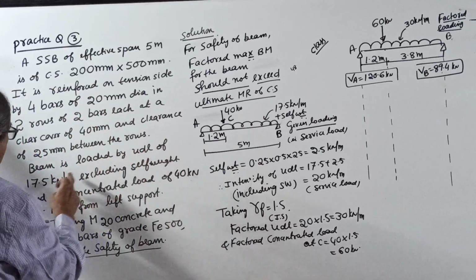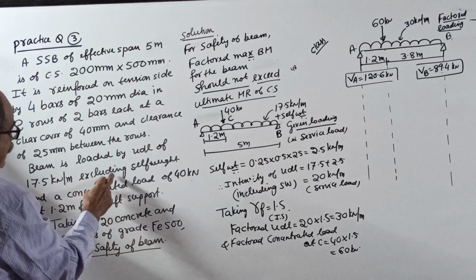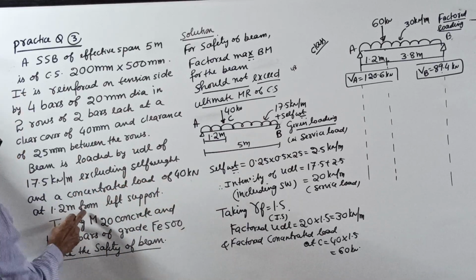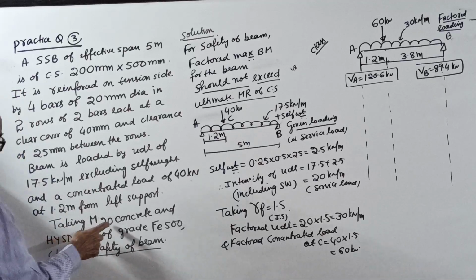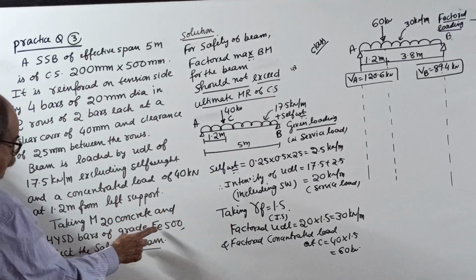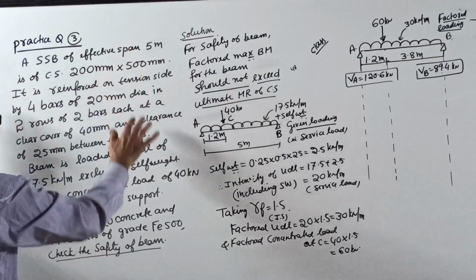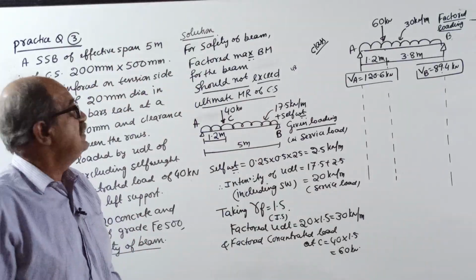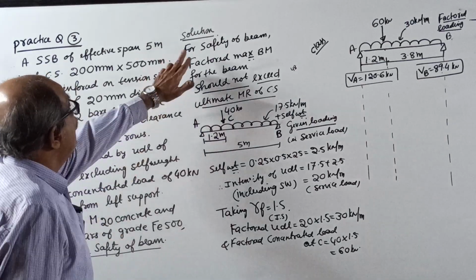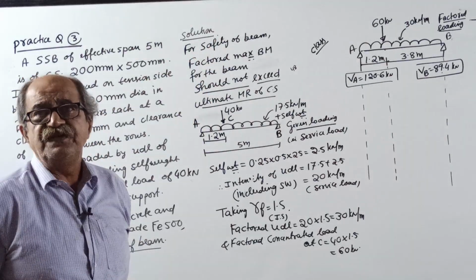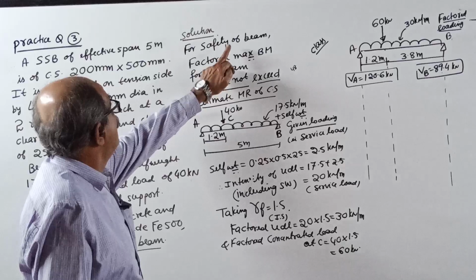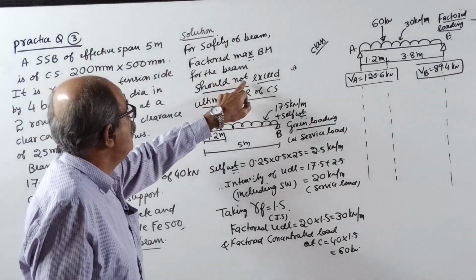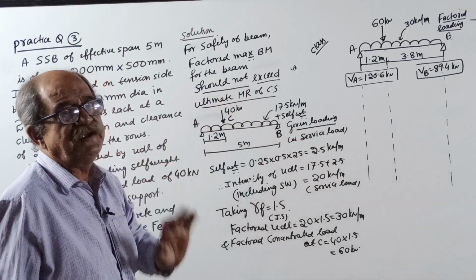The beam is loaded by a UDL of 17.5 kN per meter excluding self weight and a point load of 40 kN at 1.2 from the left support. Taking M20 and Fe 500, check the safety. Write the question first. Solution. First write the statement. We are asked to check the safety. So, for safety of the beam, factored maximum BM should not exceed ultimate MR of the cross section.